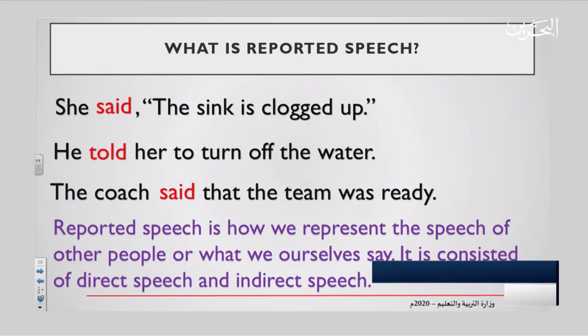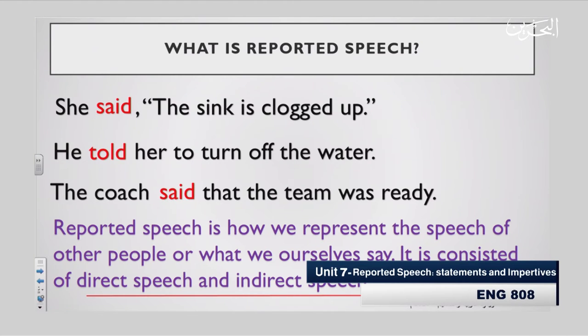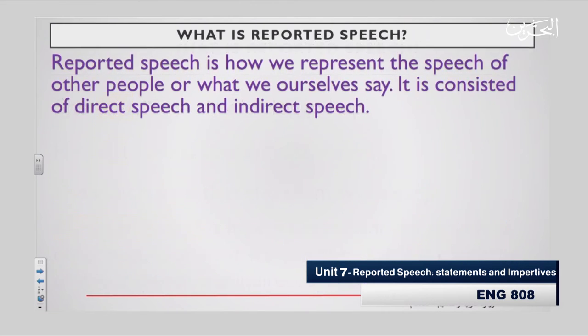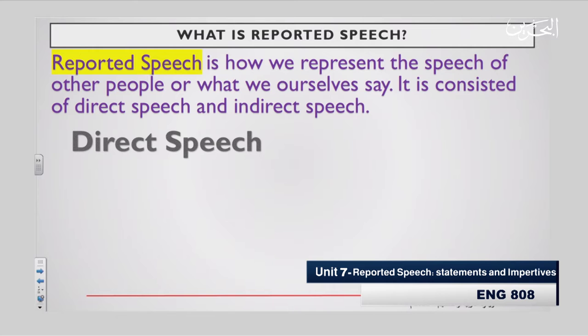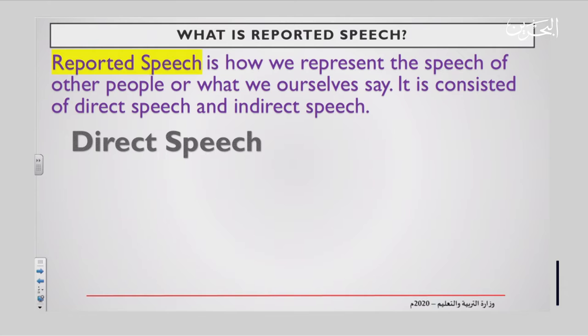Now, reported speech is how we represent the speech of other people or what we ourselves say. It consists of direct speech and indirect speech. Let me explain it even further. So, what is a reported speech? It is how we represent the speech of other people or what we ourselves say. It consists of direct speech and indirect speech.